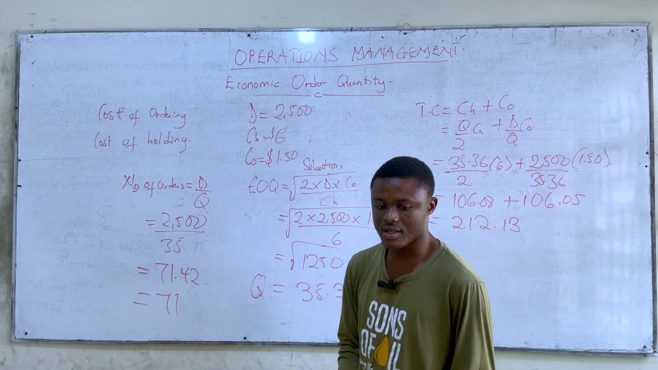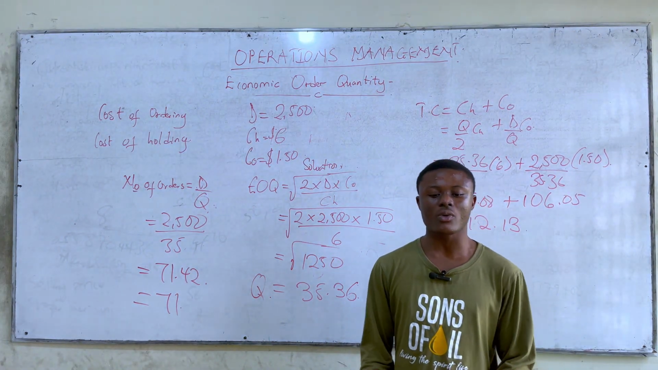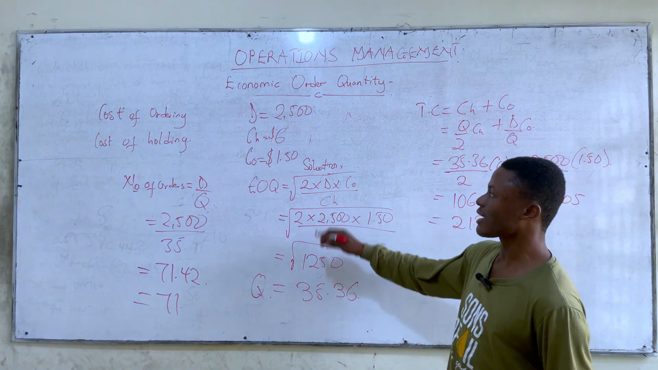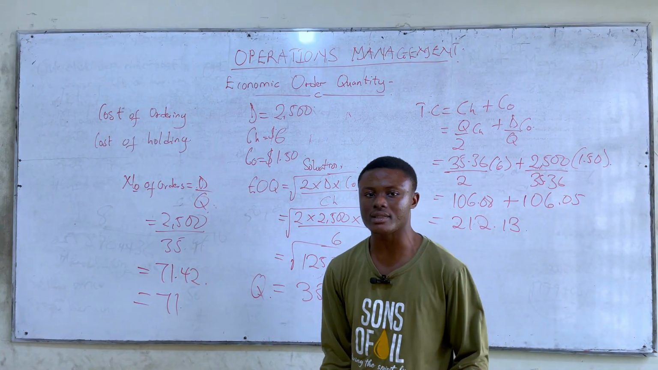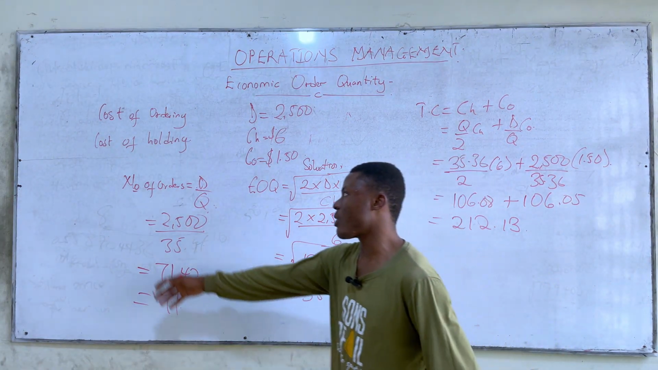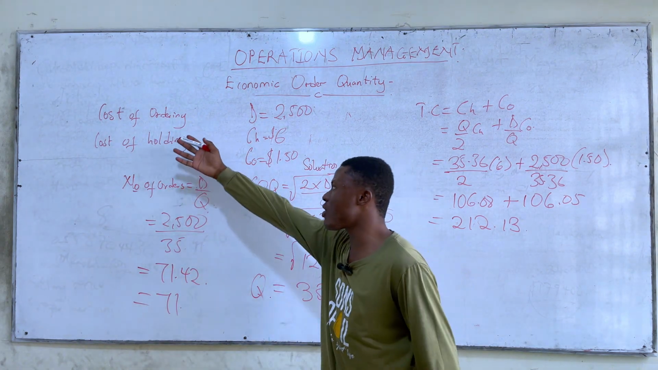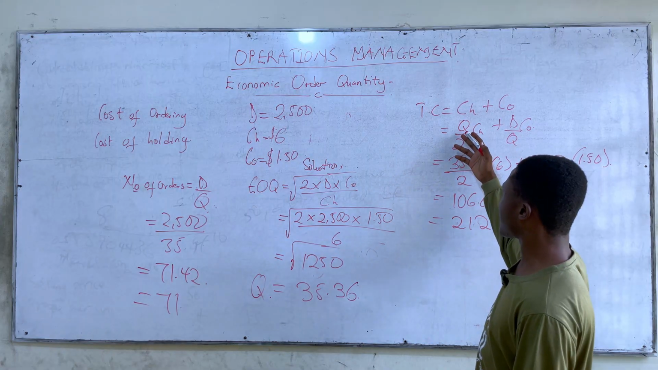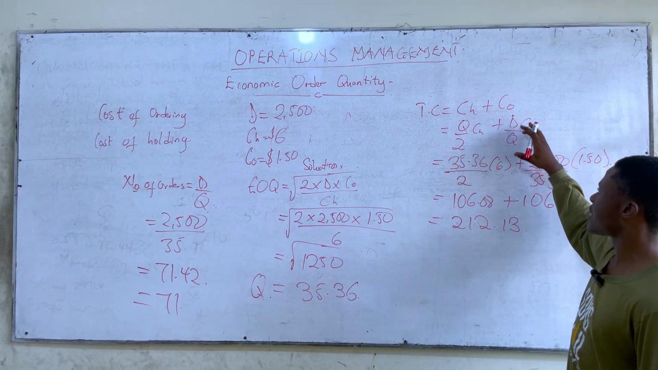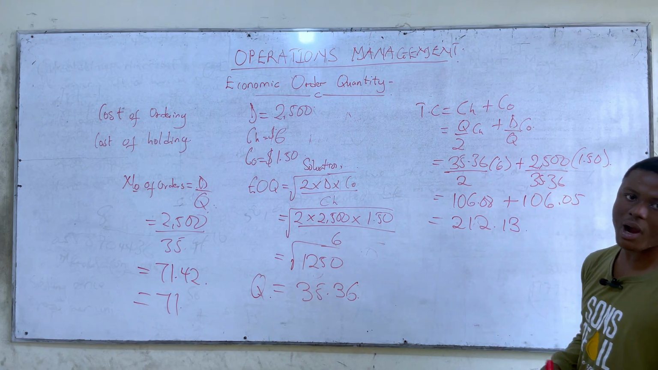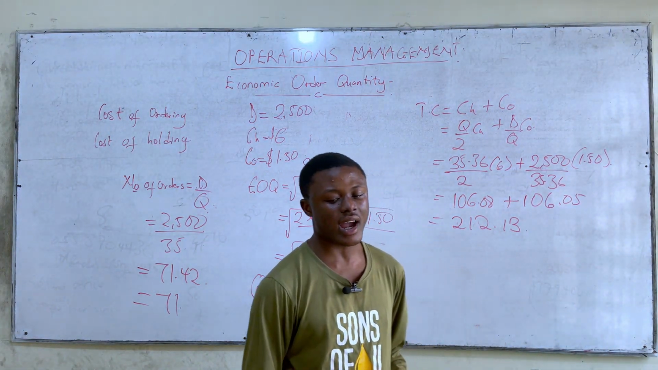Are we good? Great. So this brings us to the end of our lesson on economic order quantity. And I hope you had a clear understanding of all these, understanding that with economic order quantity, we are trying to establish that our cost of ordering should be equal to our cost of holding. Our cost of holding is our Q over 2 times the cost of holding per unit, and our cost of ordering is our demand over quantity multiplied by our cost of ordering per unit. Are we good? Great. So this is what you have to take note of.